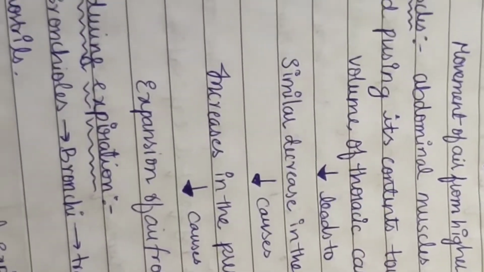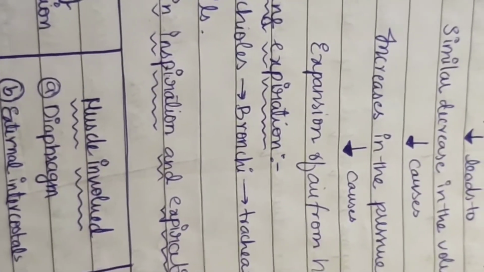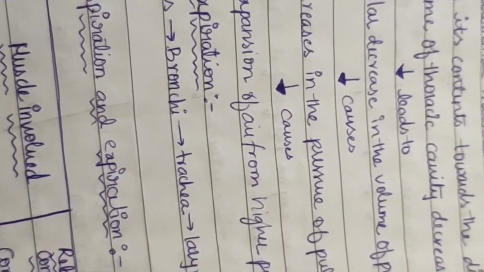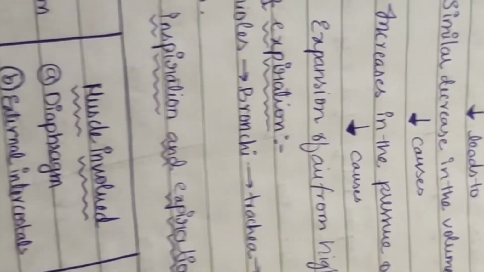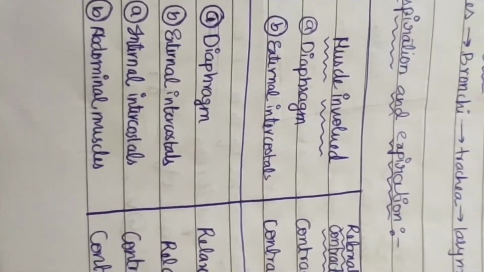Now, route of air during expiration. Alveoli, then bronchioles, then bronchi, trachea, larynx, pharynx, nasal cavity, then external nostrils. Now, role of muscles in inspiration and expiration, as here you can see. Now, let us move to the next page.